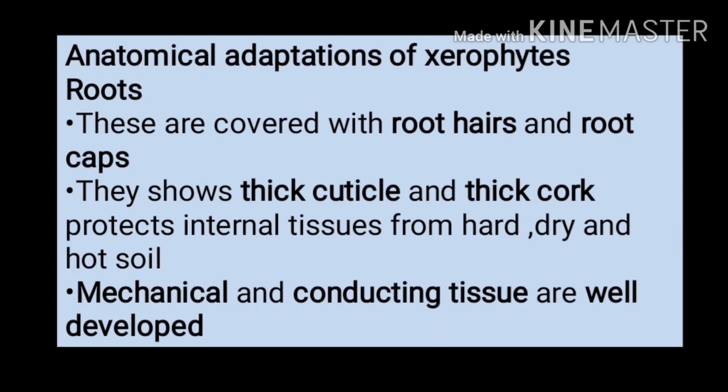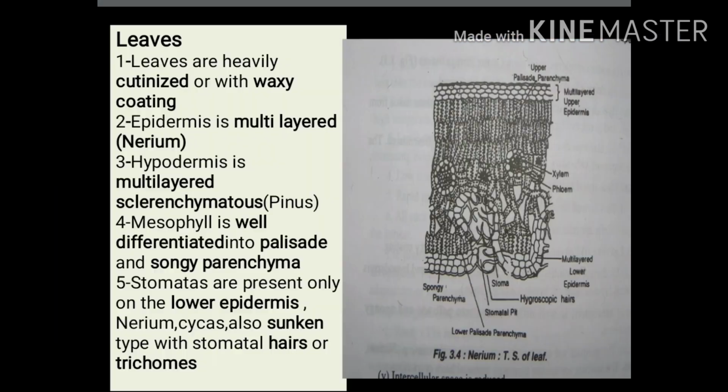Anatomical adaptations in the roots: when we take a section, the roots are covered with root hairs and root caps. They show a thick cuticle and thick cork, whose role is to protect the inner tissues from the hard, dry, hot soil. In such roots, the mechanical and conductive tissues are also well developed.